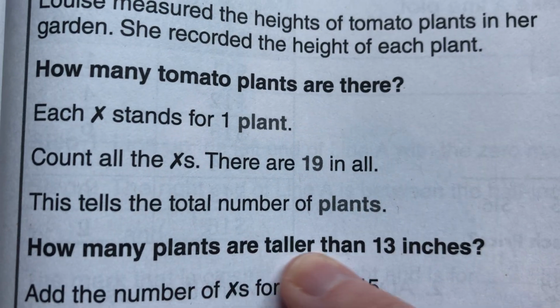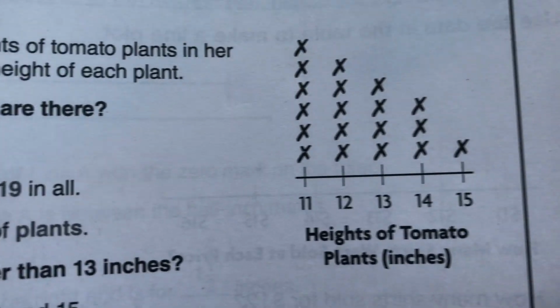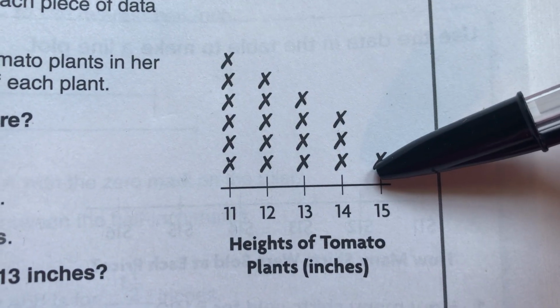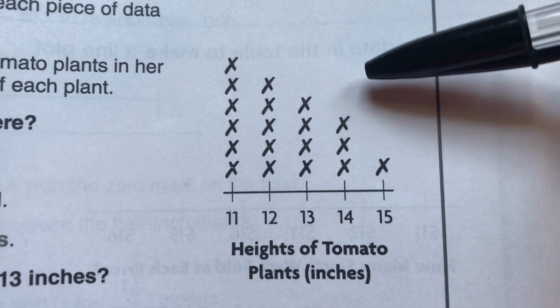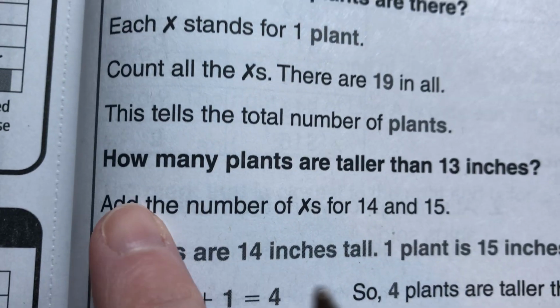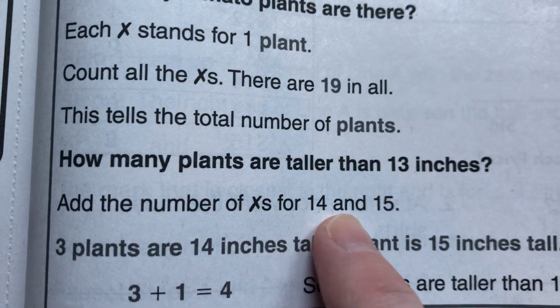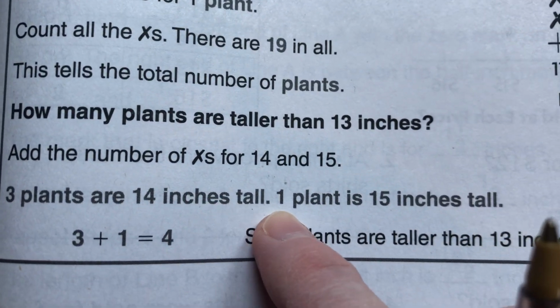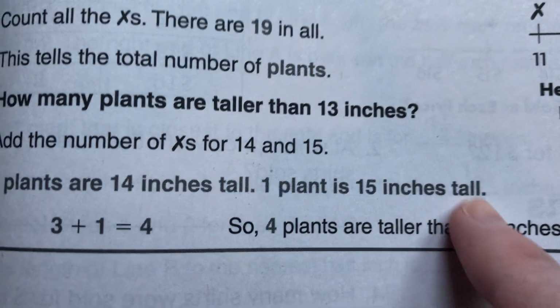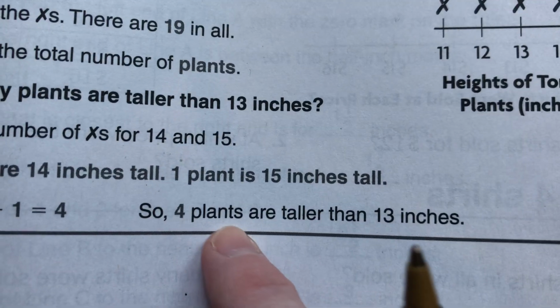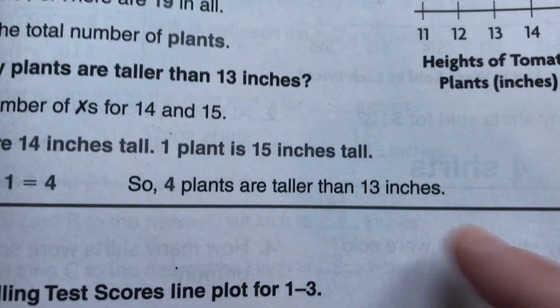How many plants are taller than 13 inches? So the 14 and the 15 would both be taller. We count the X's. 1, 2, 3, 4. Add the number of X's for 14 and 15. 3 plants are 14 inches tall. 1 plant is 15 inches tall. 3 plus 1 equals 4, so 4 plants are taller than 13 inches.